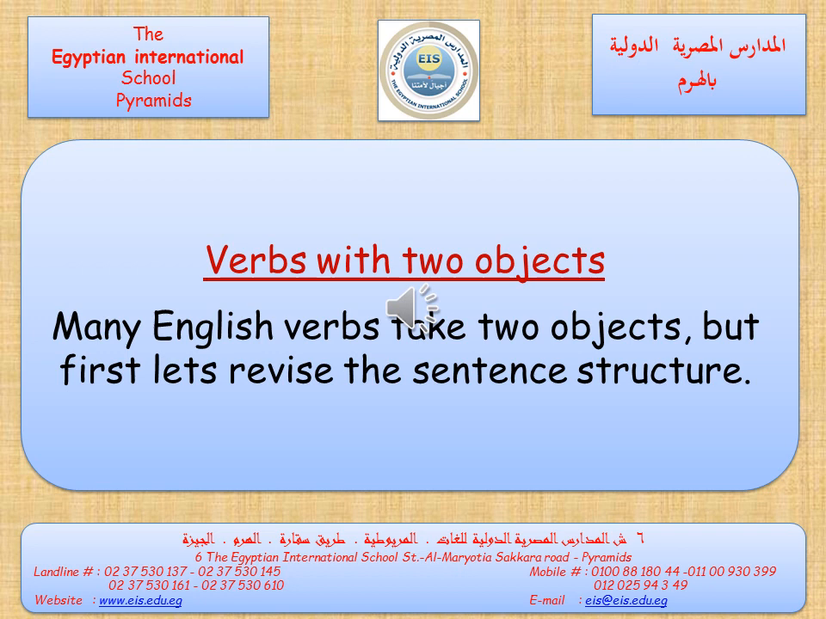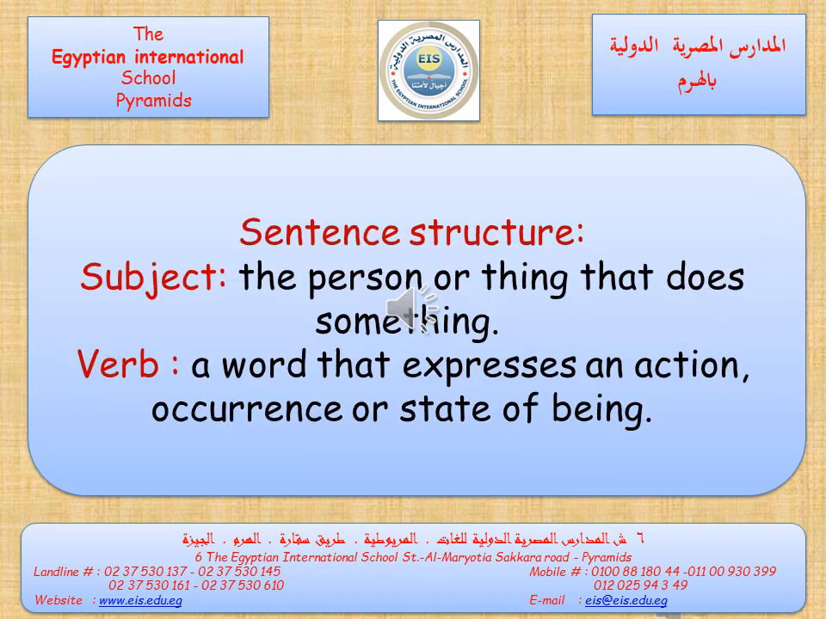Many English verbs take two objects, as you know. But first, let's revise the sentence structure. In any sentence, we have three elements or things. The first element is the subject. The subject is the person or thing that does something. And the verb is a word that expresses an action or state of being.